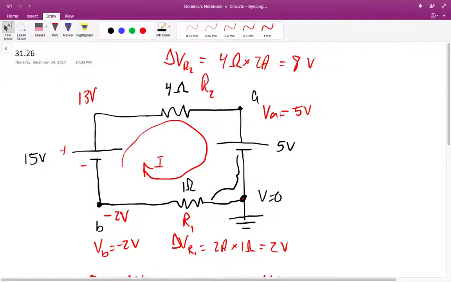And if we were to keep going, we would subtract this battery because we're going from positive to minus, high potential to low potential, and so we would end up at 0 volts, which is where we wanted to be. So that works out. So the potential or voltage at point A is 5 volts, and the potential at point B is minus 2 volts for that problem.